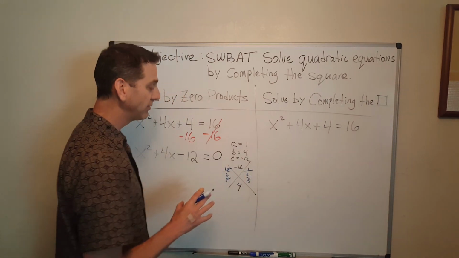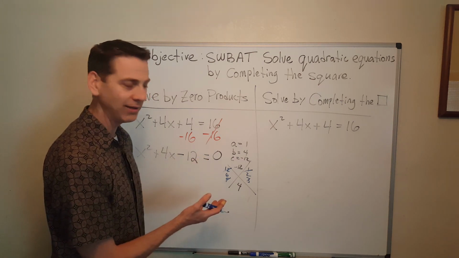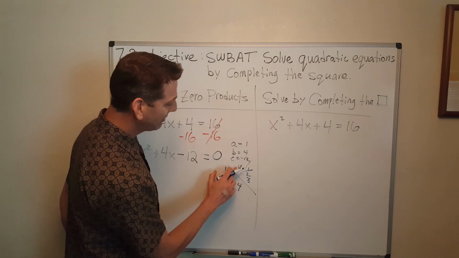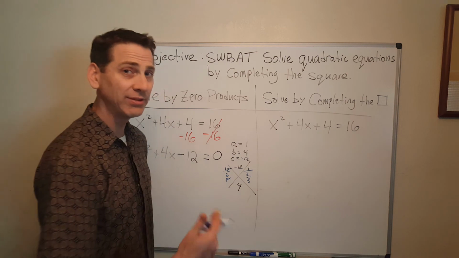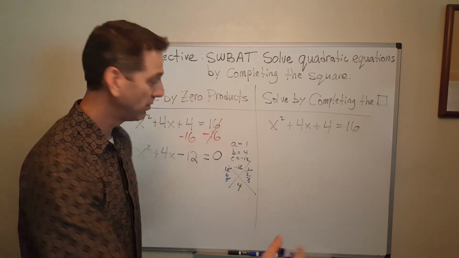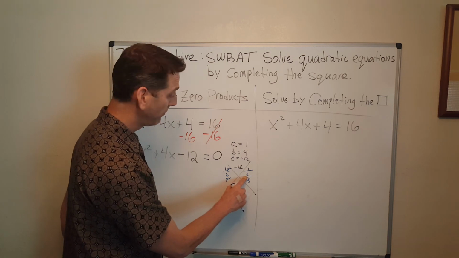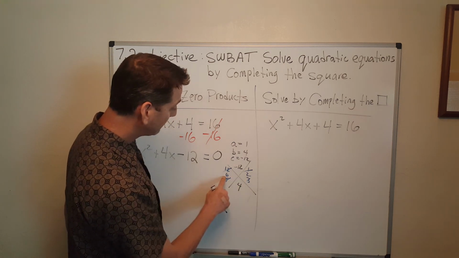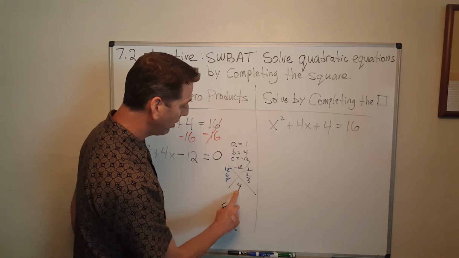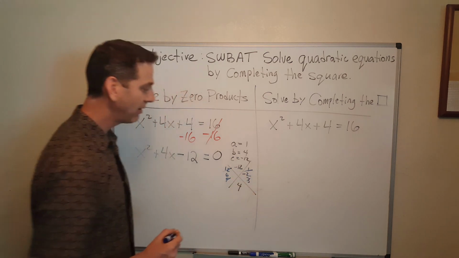Okay, now the question is, what are their signs? Well, this is a negative 12, right? So that means one of the signs has to be negative. The question is, which one's negative, the 6 or the 2? Well, let's see. 6 minus 2 is 4. That's how we want to do it.